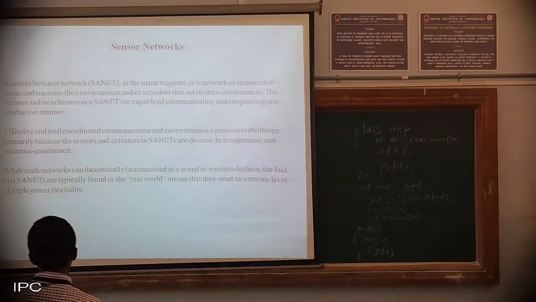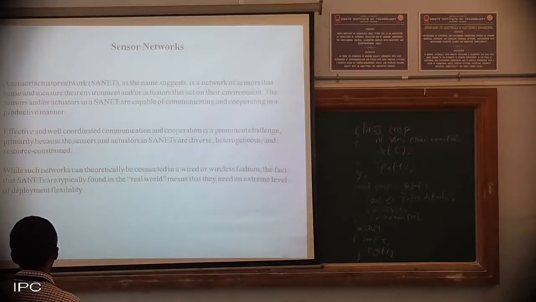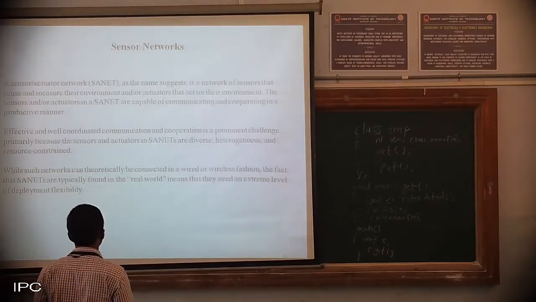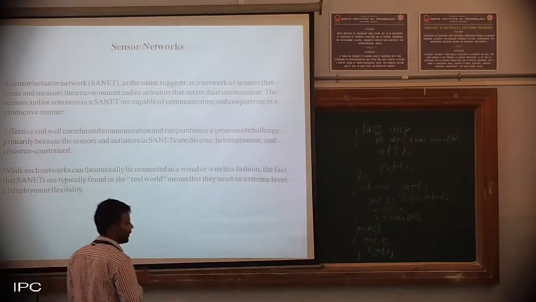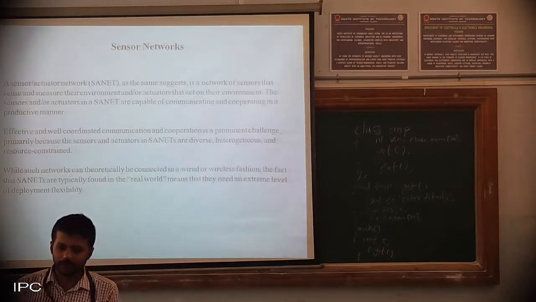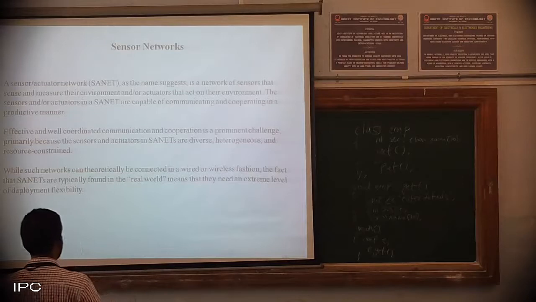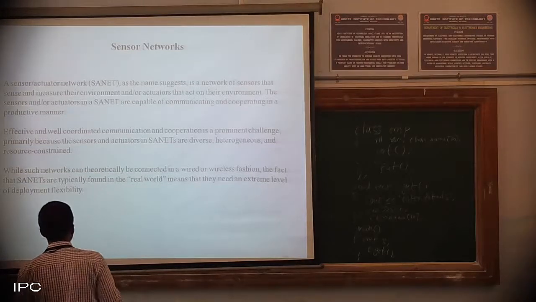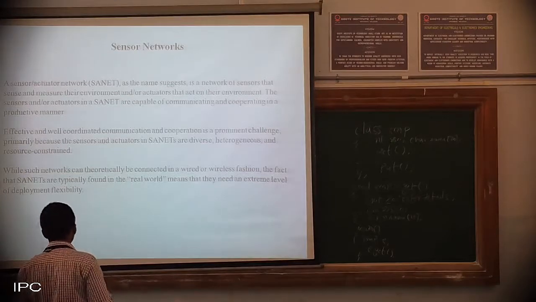Then effective and well coordinated communication and cooperation is the prominent challenge, primarily because the sensors and actuators in SANet are diverse, heterogeneous, and resource constrained. Meaning we buy sensors from different companies and actuators with different mechanisms. So if coordination has to happen between those objects, they are diverse and heterogeneous, as mentioned in the PPT. So there should be proper communication and cooperation. So definitely this SANet is a very important thing.